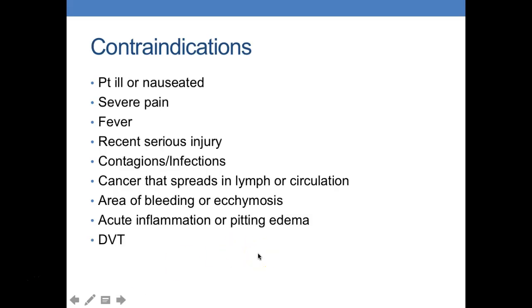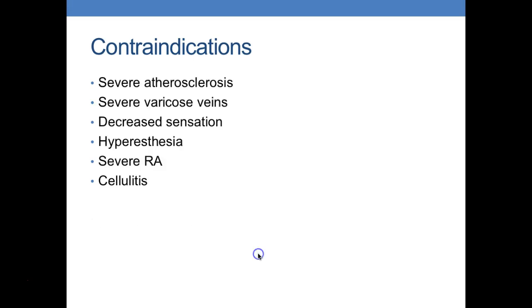Our contraindications are that the patient is ill or nauseated, they have severe pain, they have a fever, a recent serious injury, they're contagious or have infections, they have cancer that's spread in the lymph or the circulation, an area of bleeding or ecchymosis, acute inflammation or pitting edema, and a deep vein thrombosis or DVT. Other ones we have are severe atherosclerosis, varicose veins, decreased sensation, I would say, along with that decreased mentation, hyperesthesia, severe rheumatoid arthritis, and cellulitis are all contraindications.